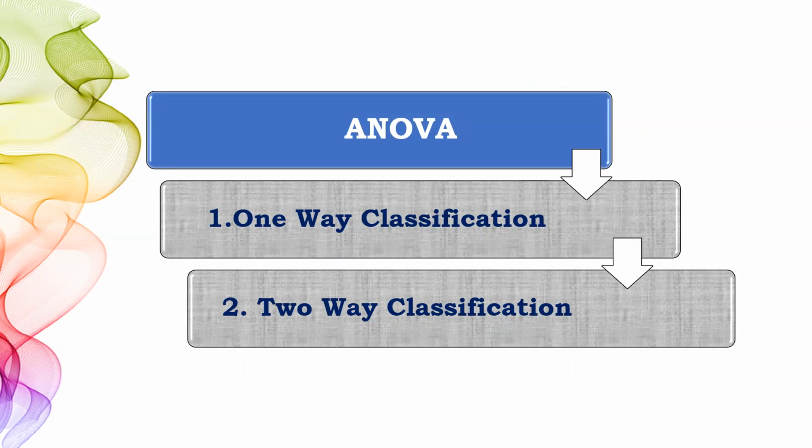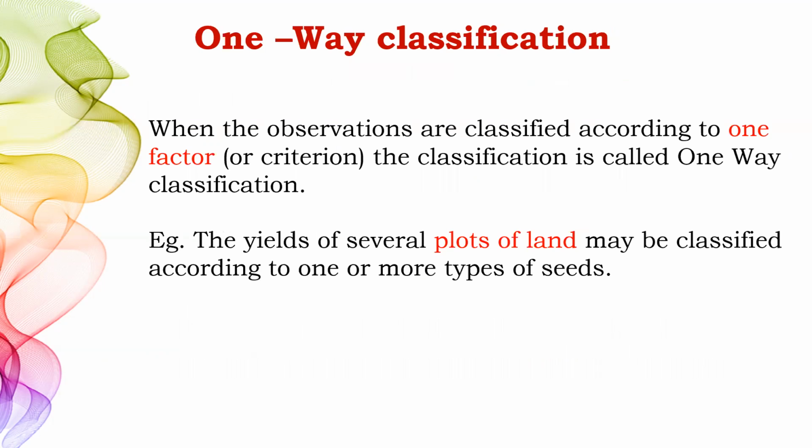In ANOVA, we are having two types of classification. The first one is one-way classification and the second one is two-way classification. First, we'll see what is one-way classification. As the name goes, it is one-way classification. So, when the observations are classified according to one factor, the classification is called one-way classification. For example, the yield of several plots of land may be classified according to one or more types of seeds. So here we are taking only one factor. So thus it comes under one-way classification.